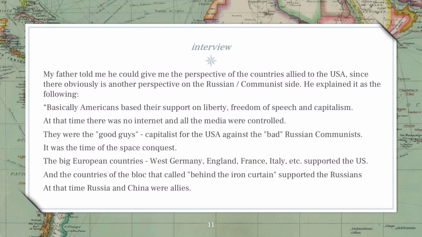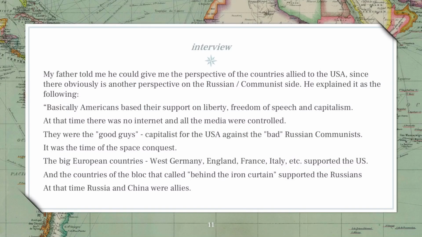Basically, Americans based their support on liberty, freedom of speech, and capitalism. At that time, there was no internet and all the media were controlled. The good guys were the capitalists for the USA, and they were against the Russian communists, who were the bad guys. It was the time of the space conquest. The big European countries, West Germany, England, France, Italy, etc., supported the US, and the countries in the bloc called behind the Iron Curtain supported the Russians.